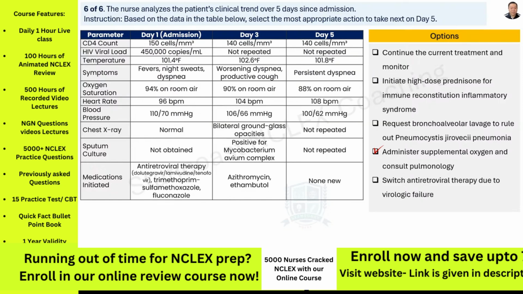And if you selected switch antiretroviral therapy due to virologic failure, this sounds kind of proactive at the moment, but there is no proof yet that the antiretroviral therapy is failing. And we have not repeated the HIV viral load test as of now. So there are no labs to confirm that the virus is not responding. And at the moment, the patient's symptoms are more likely due to an infection or immune reaction, not the antiretroviral therapy itself. And so changing the HIV medication without confirmation could disrupt the treatment, and it can delay proper care for this patient.